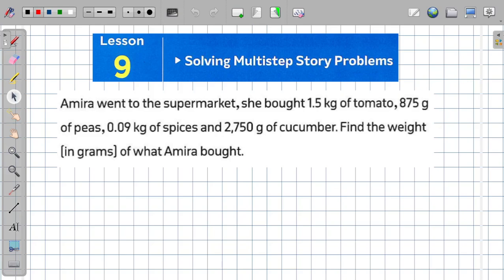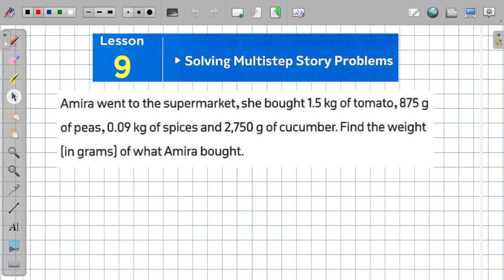Our lesson today is the ninth lesson of the fifth grade unit of the fifth grade curriculum for the academic year 2024-2025. This unit talks about multiplication and division with decimals, and today we will solve some multi-step word problems on the metric system of units.